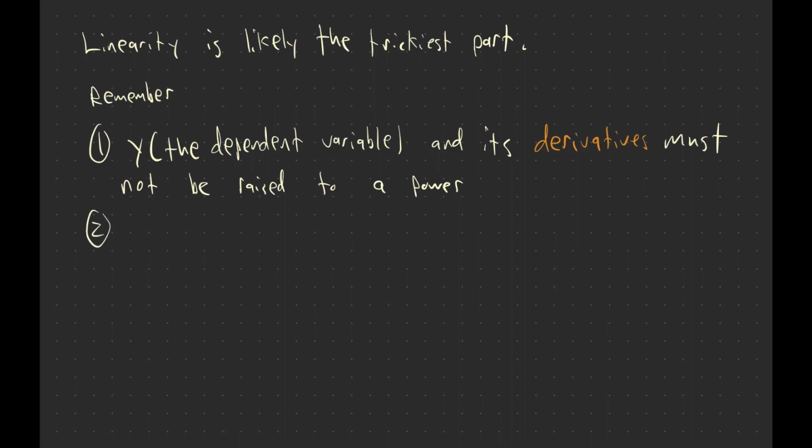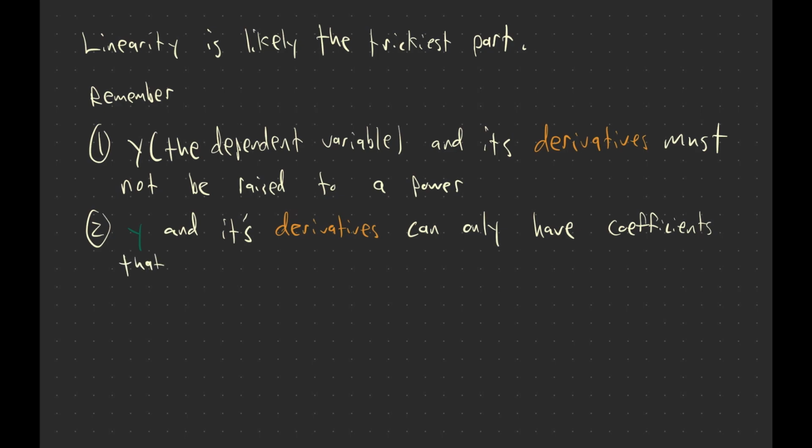And then the second part is the coefficients in front of y, the dependent variable, and its derivatives must be pure functions of x only. So that could be like x squared, x cubed, sine x, etc. E to the x, things like that. So some examples of this could be like x, y prime.